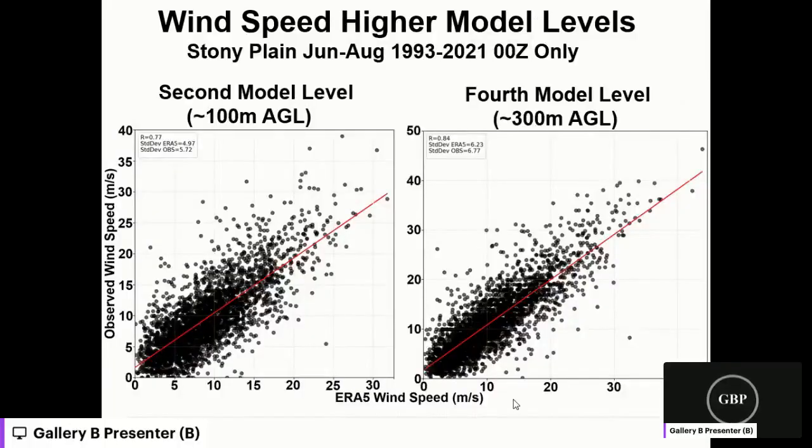And I've only got these two for Stony Plain, but it's similar in all cases. Once you start going into the higher levels, it's all pretty good. The winds are the same, at least on average. You do notice there's a lot of scatter in all of these charts, though. So there are lots of cases where they aren't, but at least on average, there's no specific bias in this case. So the bias is only really in the lowest levels.